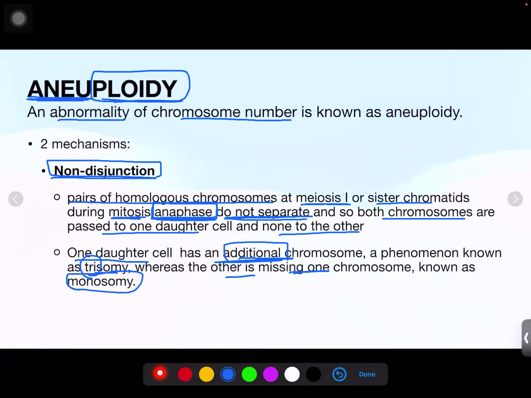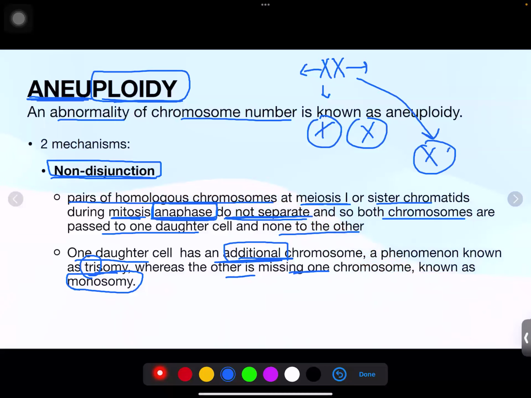So basically what happened is that these 2 chromosomes have to separate and go to one cell each. If they do not separate and both go to one cell, that cell has an extra copy of this chromosome. This X should not be present here. This is an extra copy of the chromosome.